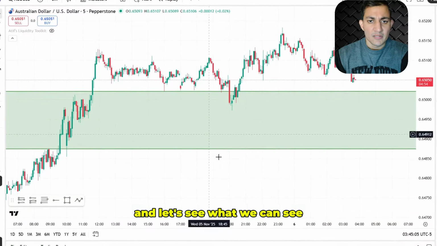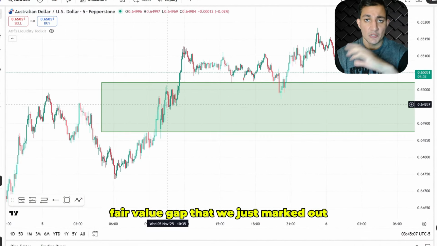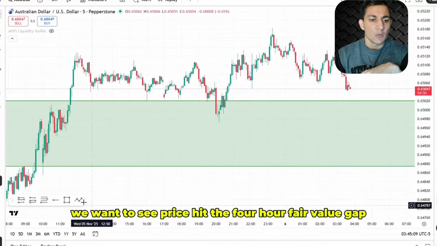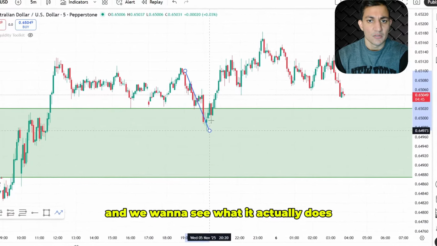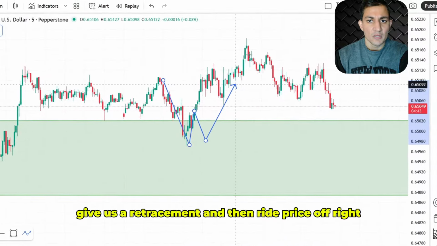And let's see what we can see. So here's the big 4-hour fair value gap that we just marked out. Now, do you know how I said we want to see price hit the 4-hour fair value gap, and we want to see what it actually does? We want to see it shoot off, give us a retracement, and then ride price off, right?